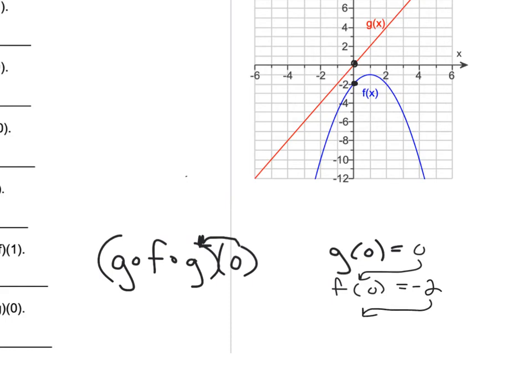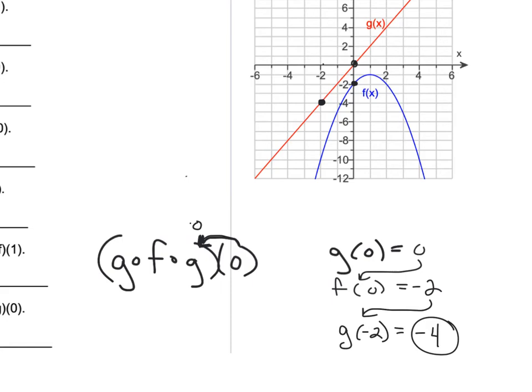Now we're plugging negative 2 back into G. Okay. Now X, negative 2 becomes our new X. So come over here to the graph, go to negative 2 and find it on G, which would be right there. The Y value is negative 4. And there's our answer.